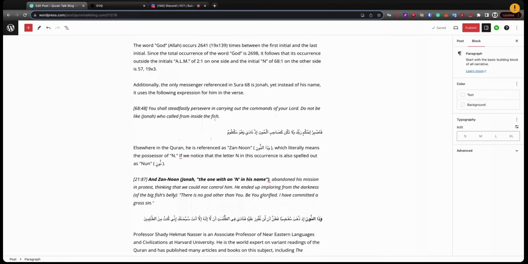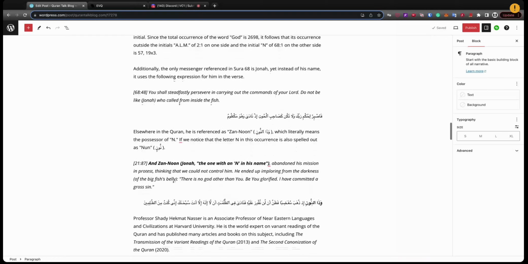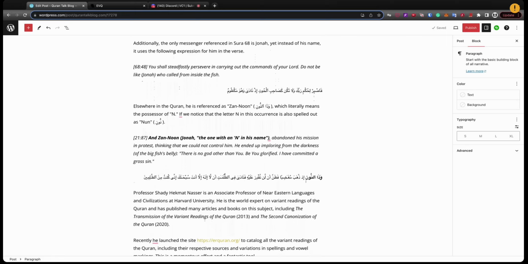When we look at this expression towards Jonah, we notice that in 21:87 it uses this weird kind of expression for Jonah. It literally means Dhan-Nun, the possessor of the N, and it spells out Noon as Nu Wow Noon. So all this is showing us a sign that this initial should be spelt out phonetically as Nu Wow Noon. For years, we've been looking to see whether we can find a manuscript that spells it Nu Wow Noon.